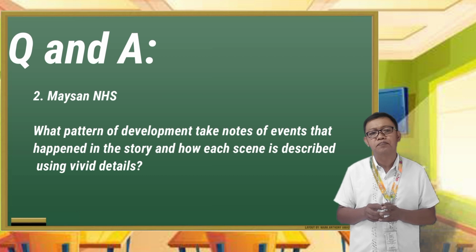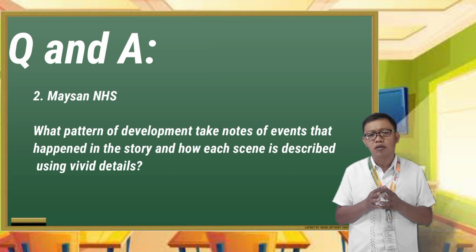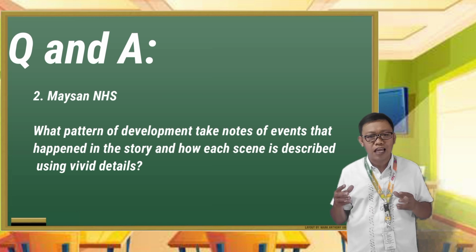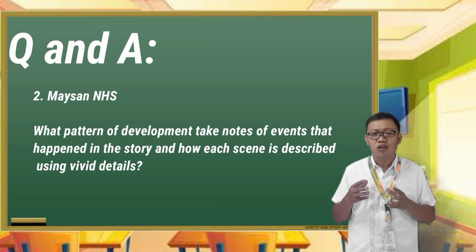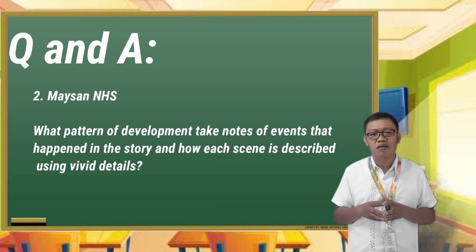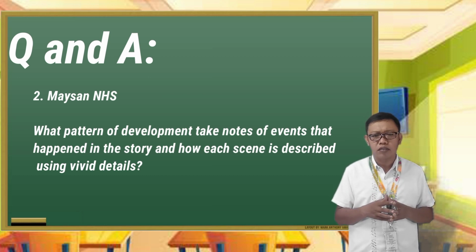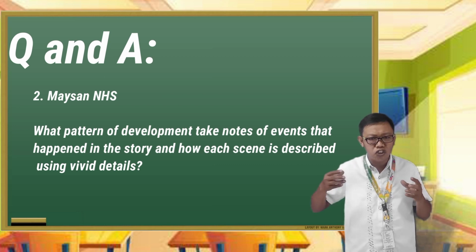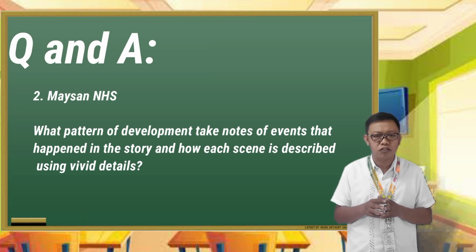Okay, number 2. From Maisan National High School, what pattern of development takes notes of events that happened in the story and how each scene is described using vivid details? Wow. Okay, the answer is persuasion. This pattern of development takes notes of events that happened in the story and how each scene is described through the use of vivid details.